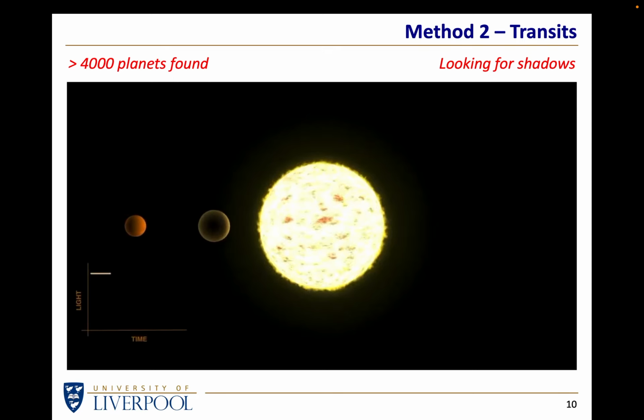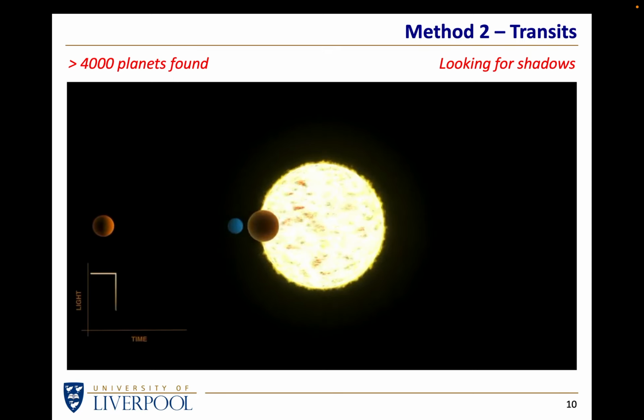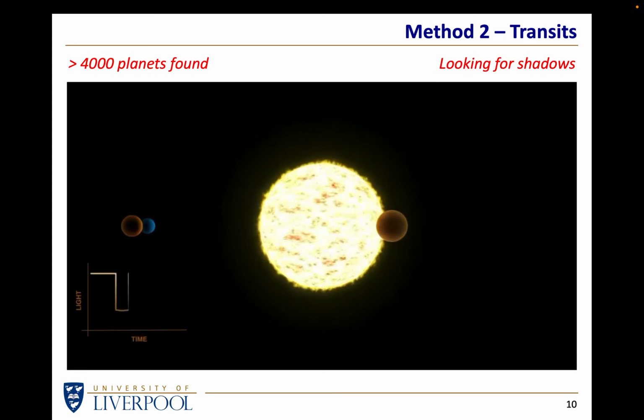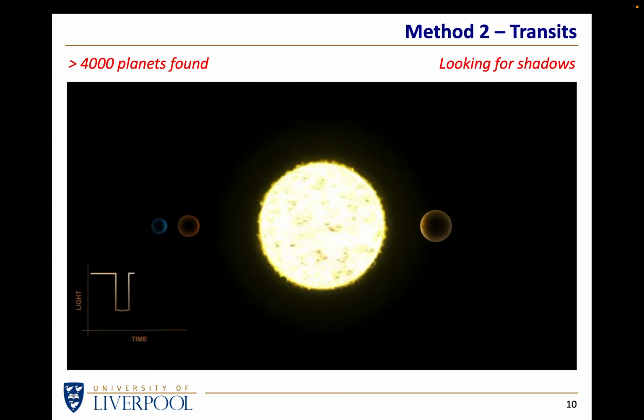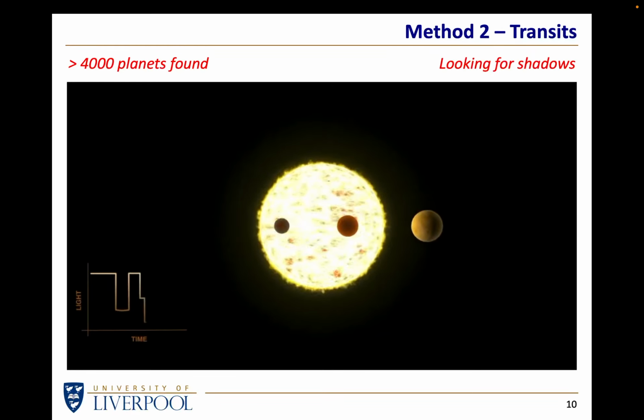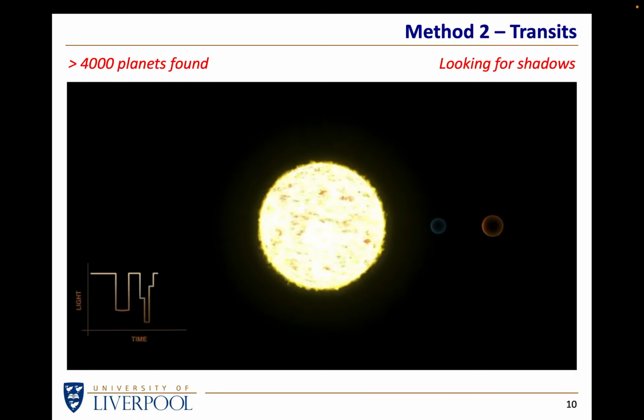For instance, what if we had 3 planets? Well, there, as the first planet transits, the light level drops, and then that has finished and the light level comes back again. What happens if we have 2 planets? One is starting to transit and then the other one starts. You can see the light curve in the bottom left there is more complicated.